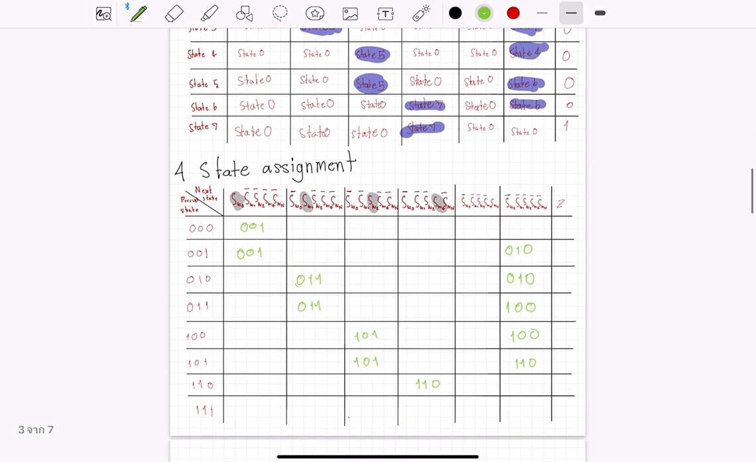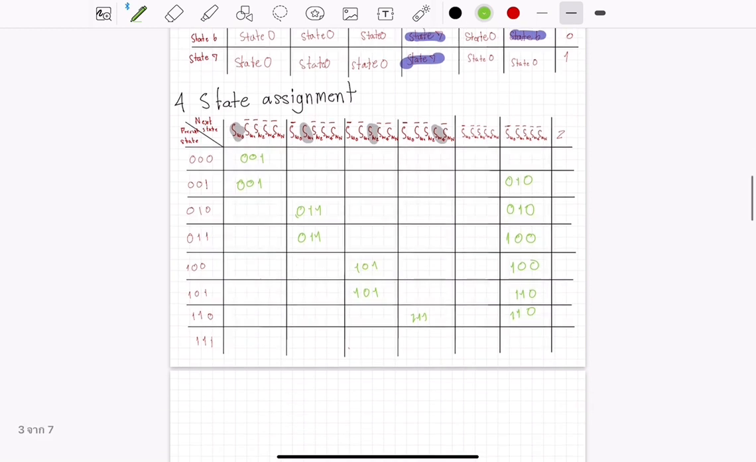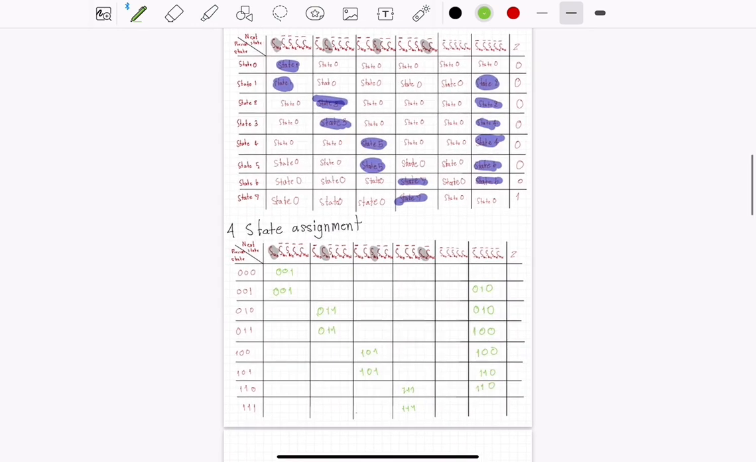I push 7. I don't push, it's state 6. I push 7, it goes to state 6, 1 1 1. If I don't push, it's state 6 again. Alright. And I push state 0 is 1 1 1 and I don't put, leave 0. Okay, that's right.